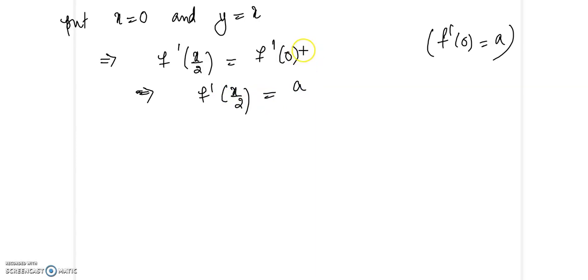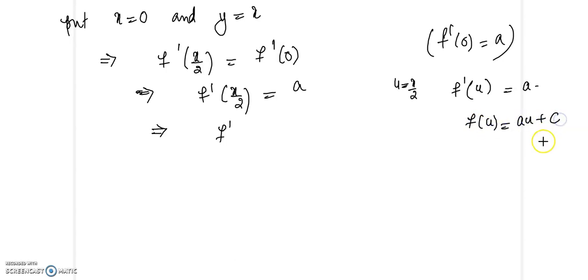And now if f dash of x by 2 is equal to a, you integrate this function. So if you put u equal to x by 2, our equation will become f dash of u equal to a. So when you integrate, you will get f of u equal to au plus some arbitrary constant c. So replacing u, you will get f of x by 2 equal to a x by 2 plus c.